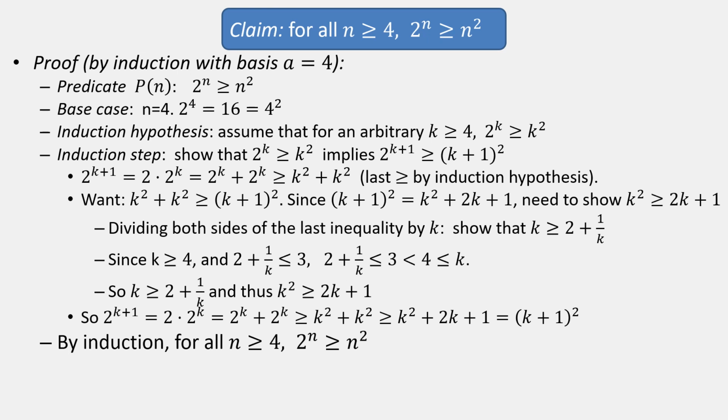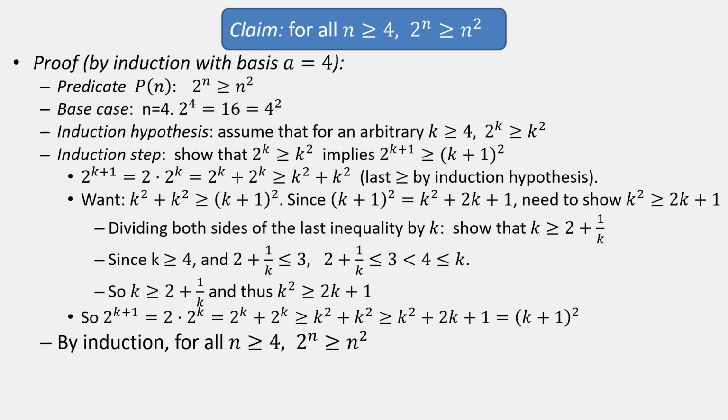Take the inequality k squared greater than or equal to 2k plus 1. Divide both sides by k. Well, k is positive, so you end up with something that preserves the direction of the inequality. Now, we want to show that k is greater than or equal to 2 plus 1 over k. But remember that k is at least 4. So 1 over k is less than 1. So 2 plus 1 over k is less than 3. And well, 4 is greater than 3. And we are done showing that k squared is greater than or equal to 2k plus 1.